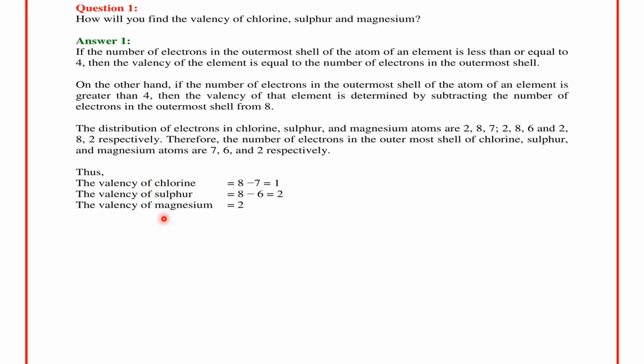The magnesium. Magnesium is less than 4. So how many are there? Magnesium is 12: 2, 8, 2. So the 2, it will go for loss of electrons. So 2 is lost, and 2 is the valency.